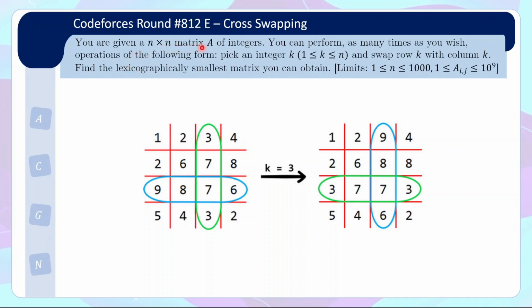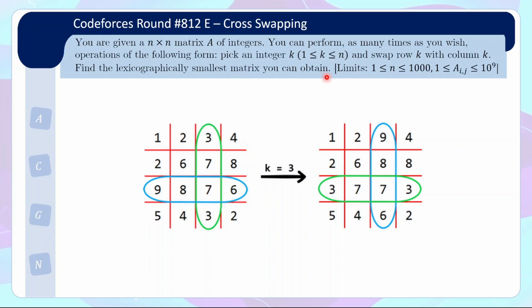You are given an n by n matrix of integers. You can perform, as many times as you wish, operations of the following form. Pick an integer k and swap row k with column k. So for example, if I pick k equals 3 here, the row becomes the column and the column becomes the row. So we are supposed to find the lexicographically smallest matrix you can obtain, given that you are allowed to perform such operations as many times as you wish.